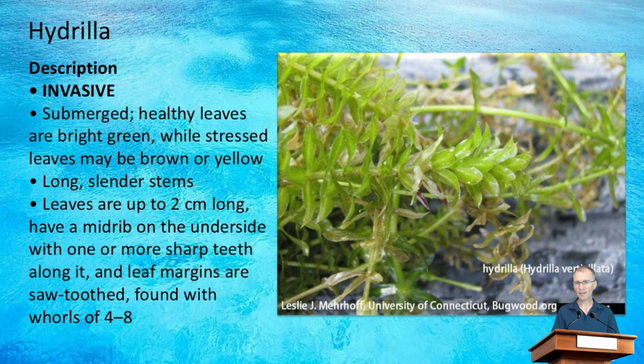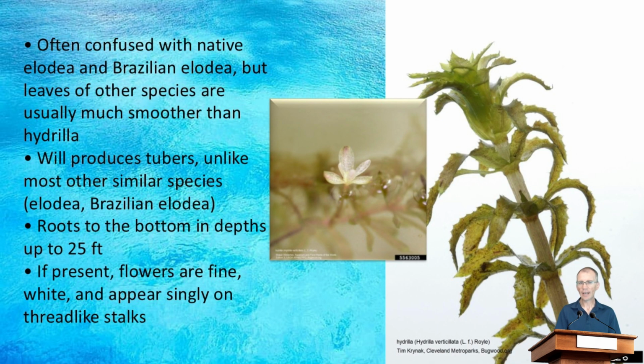Hydrilla. Description: invasive. Submerged. Healthy leaves are bright green, while stressed leaves may be brown or yellow. Long, slender stems. Leaves are up to 2 centimeters long, have a midrib on the underside with one or more sharp teeth along it, and leaf margins are sawtooth, found in whorls of 4 to 8. Often confused with native elodea and Brazilian elodea, but leaves of other species are usually much smoother than hydrilla.